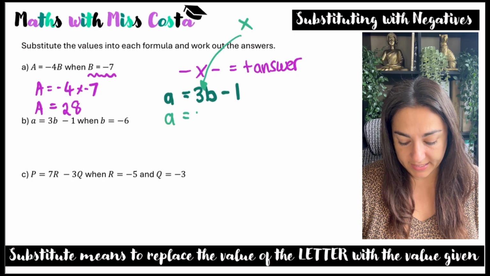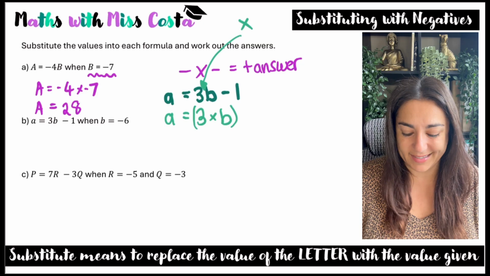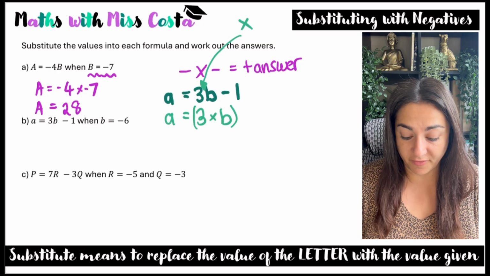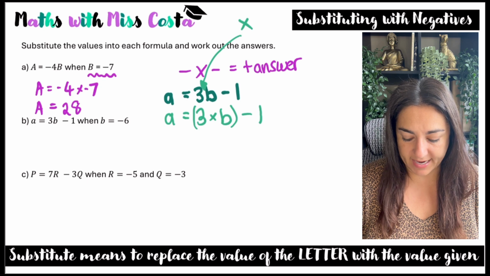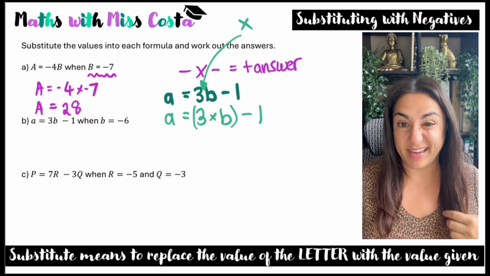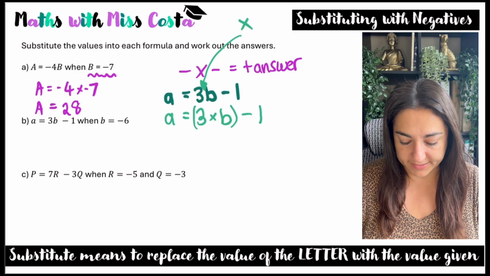So that actually means A is 3 times B, and I can put brackets in it because they're attached, so they have to be together. They come first. So that's 3 times B, take away 1. The brackets just tell me that I have to do that bit first. Otherwise, I might get confused and do B take away 1 first.